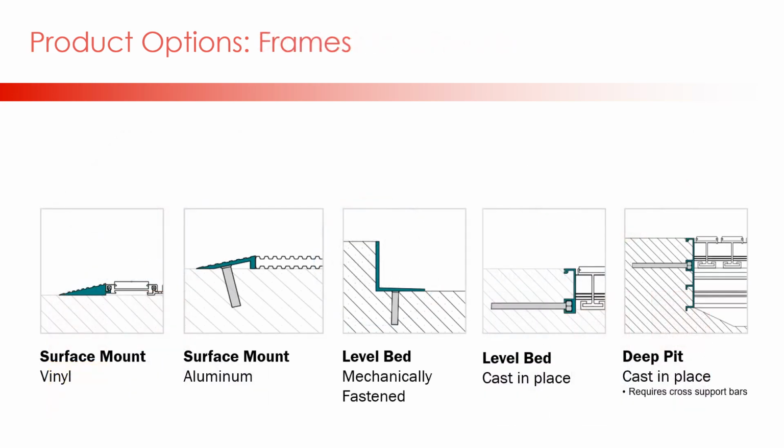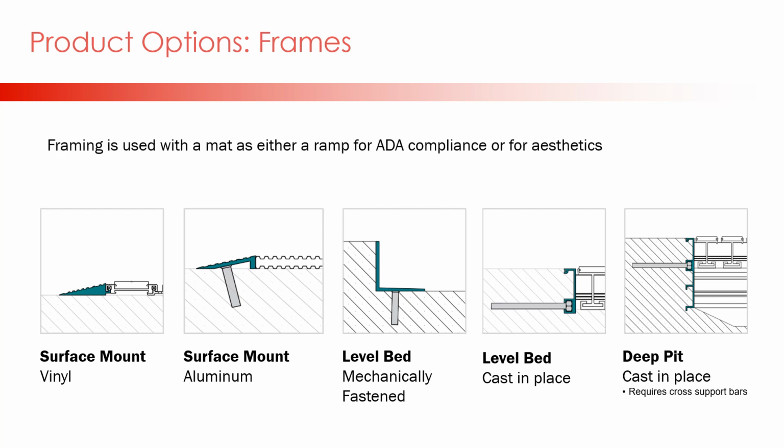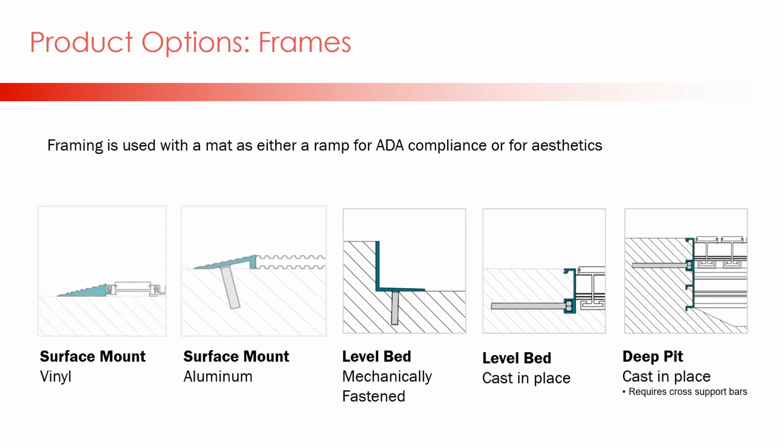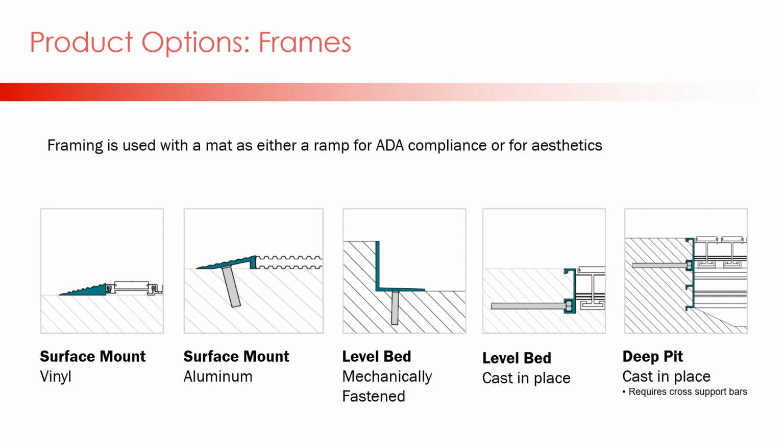A note on framing here. Framing is used around grilles or mats for both aesthetic and functional purposes. Frames do not support the load of the mat. The concrete bed supports the load. In a surface mount application, the frame provides the transition from flooring to mat, meeting ADA requirements. The most common mat or grill installation is level recessed bed with either a cast-in-place or mechanically fastened frame.